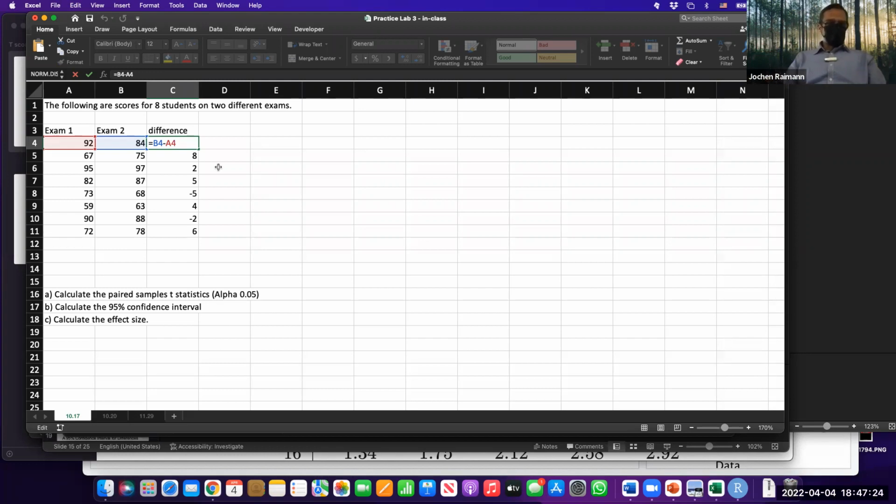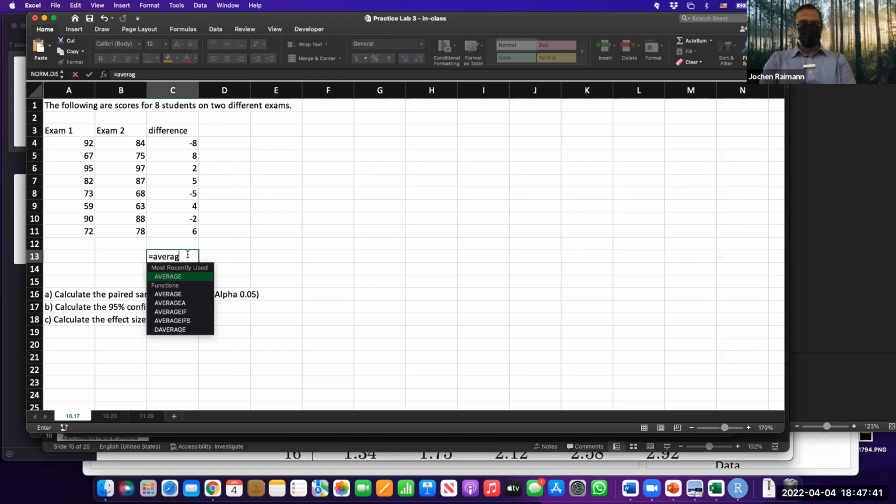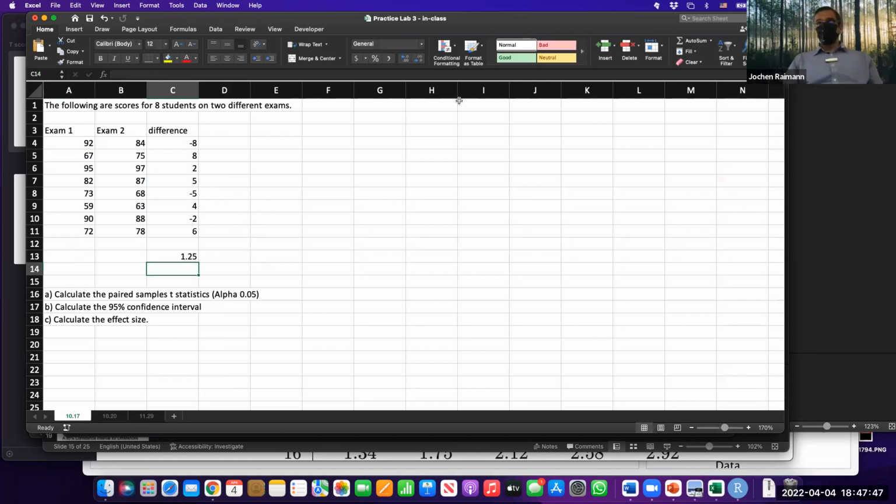Students did different. So we see differences that are greater than 0. We're calculating exam 2 score minus exam 1 score. We're just calculating the difference. We are now in the next step. We're calculating the average by using the average function. So that's 1.25, the average for all 8 differences.